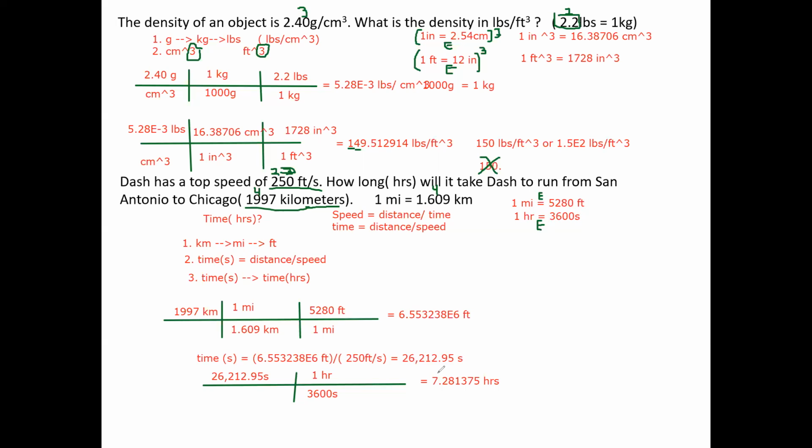So our answer should be rounded to 2 significant figures. After the 2 is an 8, and so this should be rounded to 7.3 hours. That's how long it'll take Dash to go from San Antonio to Chicago.